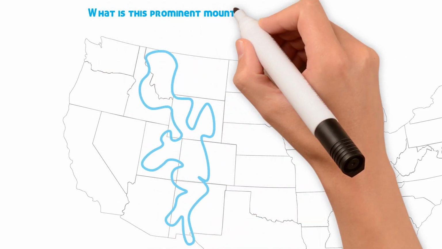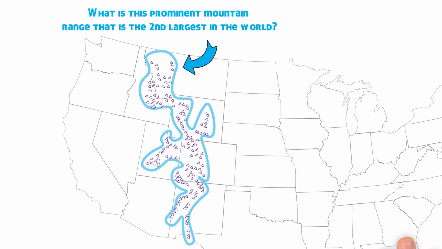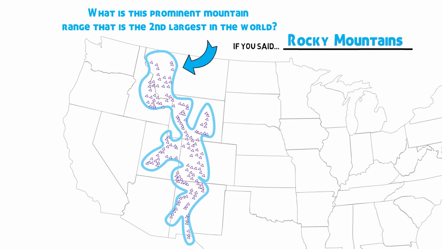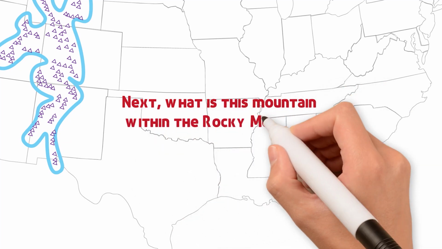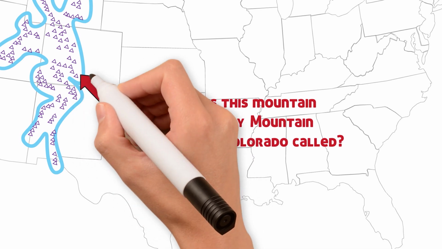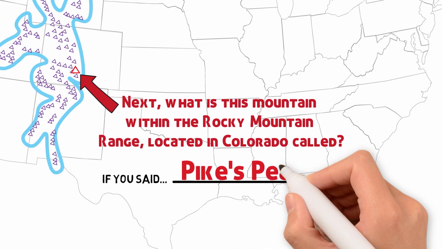What is the name of this prominent mountain range that is the second largest in the whole world? If you said Rocky Mountain Range, you would be correct. Next, what is this mountain within the Rocky Mountain Range located in Colorado called? If you said Pikes Peak, you would be right.